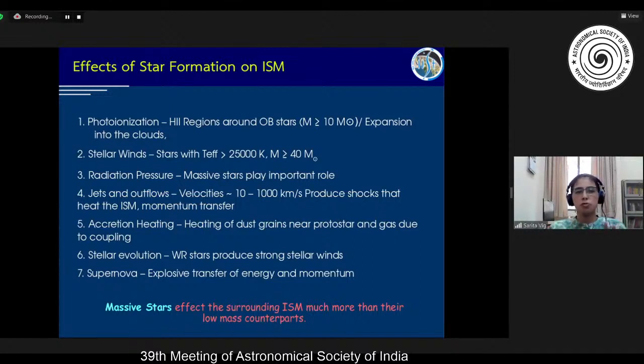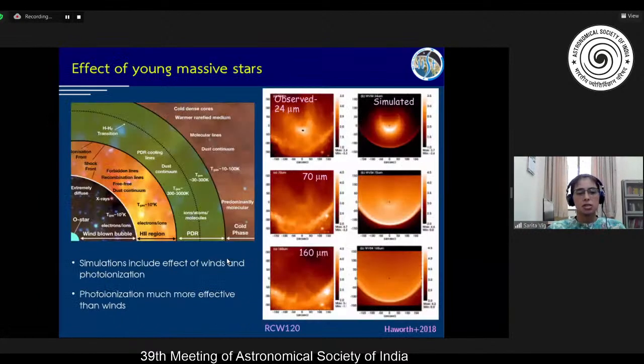And finally, the supernova explosions can happen. I'm talking about the core collapse supernovae. They can cause an explosive transfer of energy and momentum. So if one looks at all these factors which affect the interstellar medium, one finds that massive stars have a very important role to play in the way in which they affect the surrounding interstellar medium as compared to their low-mass counterparts. So here is a schematic showing how the O-type stars, the massive stars, affect the surrounding medium.